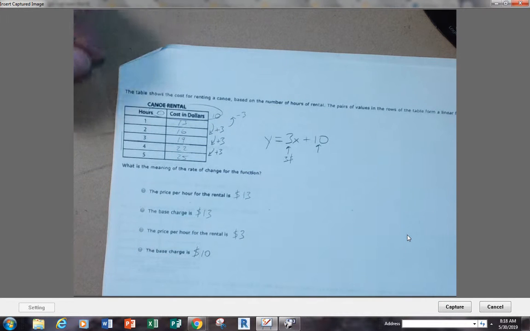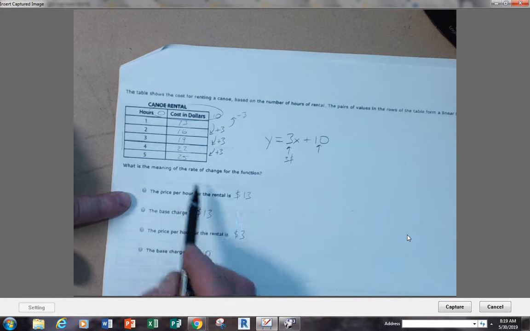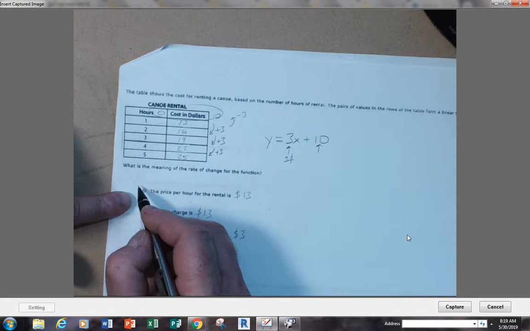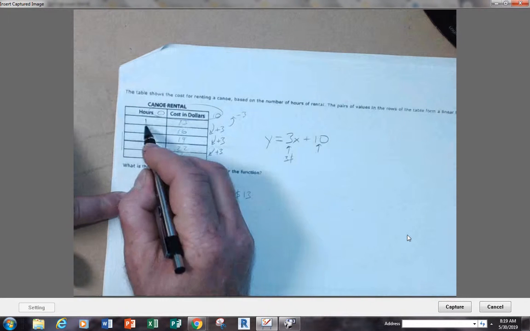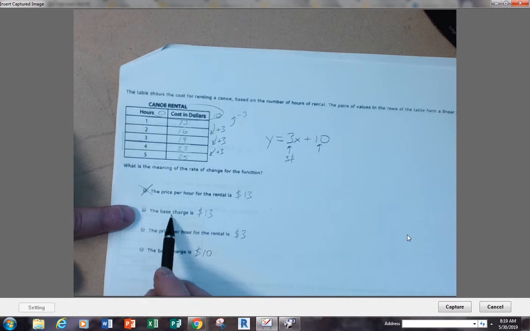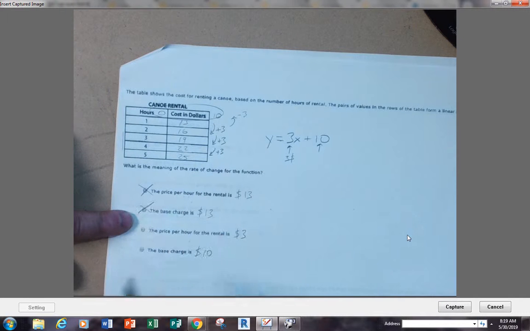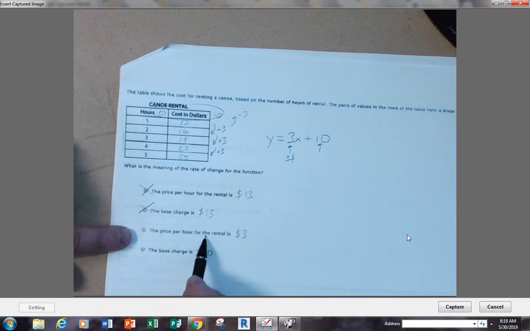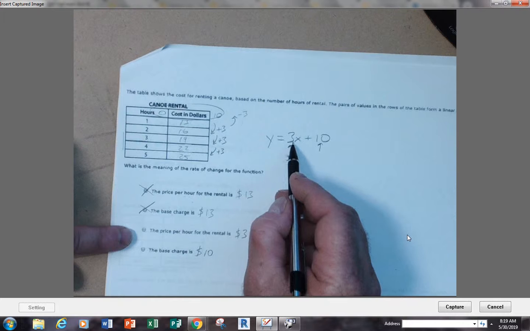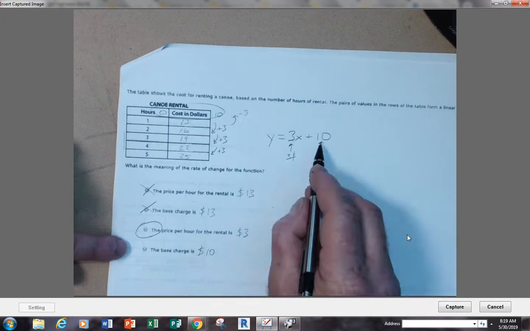So here we go. Answer the questions. The price per hour is $13. Don't fall for that one. Nope, it's not $13 for 1 hour renting. The base charge is 13. Nope, the base charge is the y-intercept, 10. That's not true. The price per hour, $3 per hour. Yep, that matches. The base charge, 10. Yep.